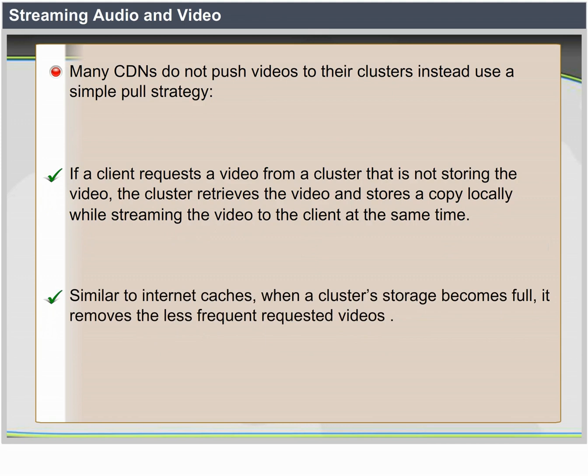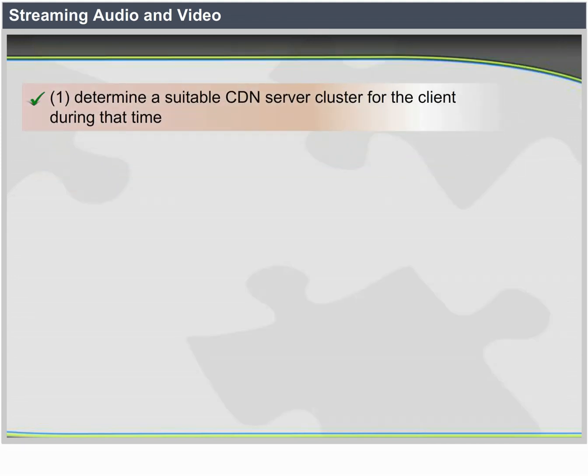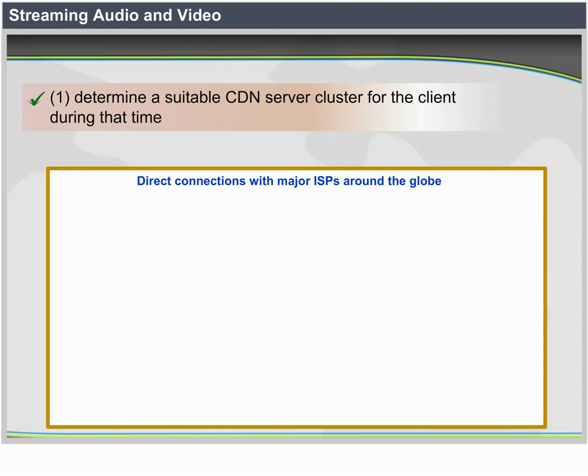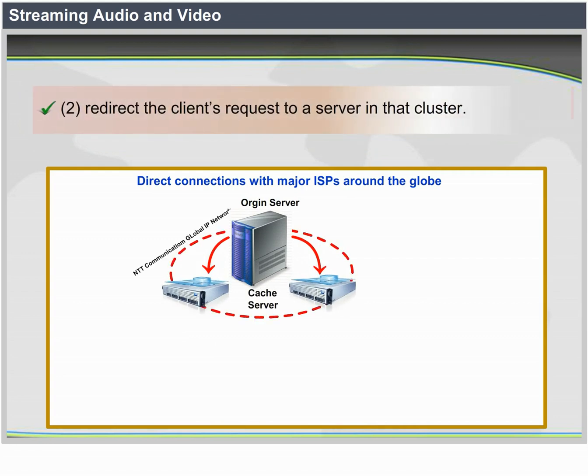CDN operation. When a browser in a user's host is instructed to retrieve a specific video, the CDN must intercept the request so that it can 1. Determine a suitable CDN server cluster for that client at that time, and 2. Redirect the client's request to a server in that cluster.